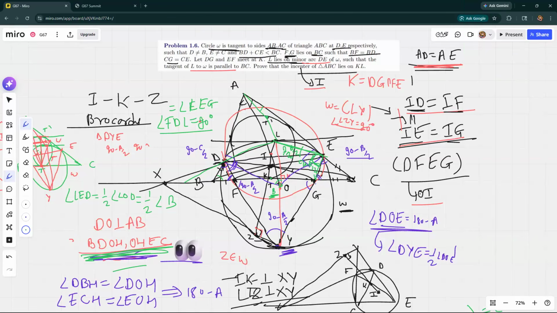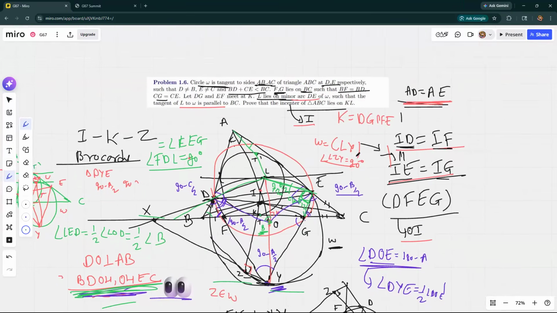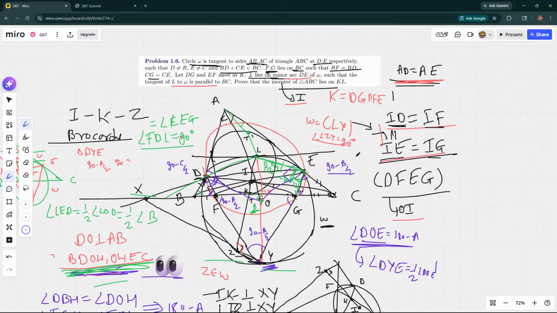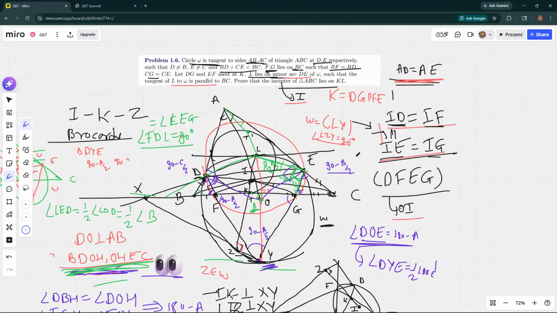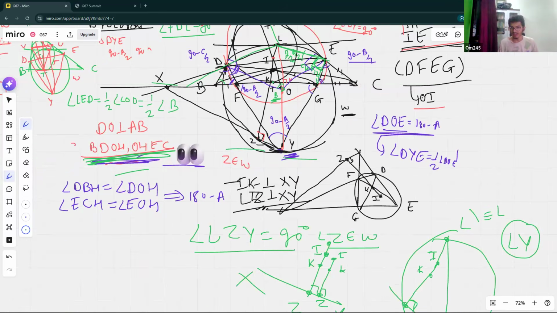Okay. Just one question. I'm so sorry, but why would the point where IK intersects XY, we know it's perpendicular, but why would that point have to lie on omega? We proved LY is the diameter, right? Do you understand that? And Z is perpendicular. Give me a second. Z is Miquel, D is ZY cyclic.